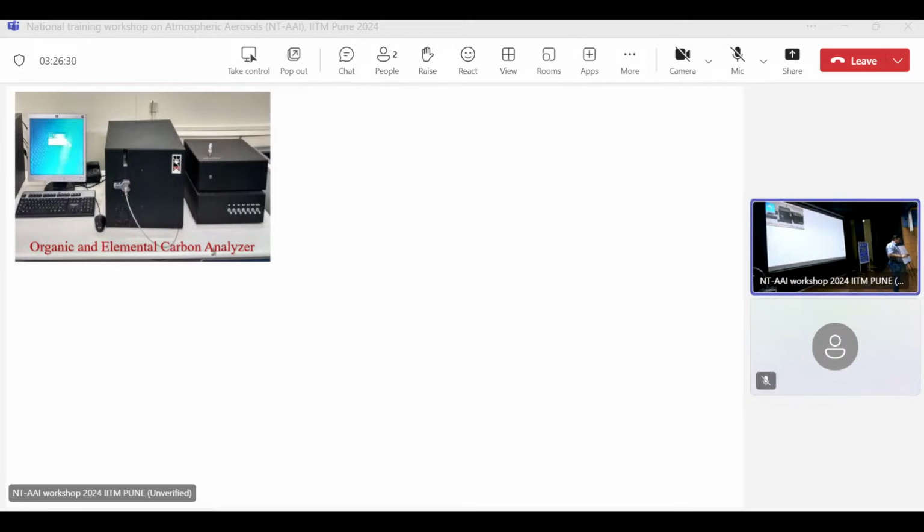Okay. Now, quartz is the component which can hold very high temperature. What are the other filters we can use?